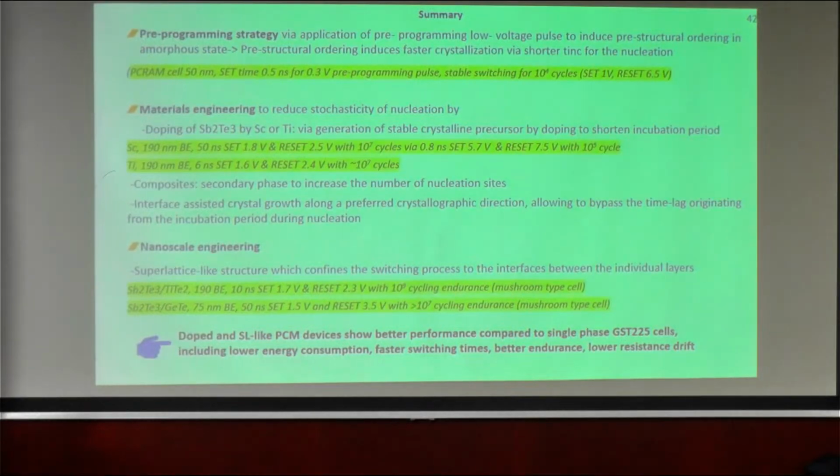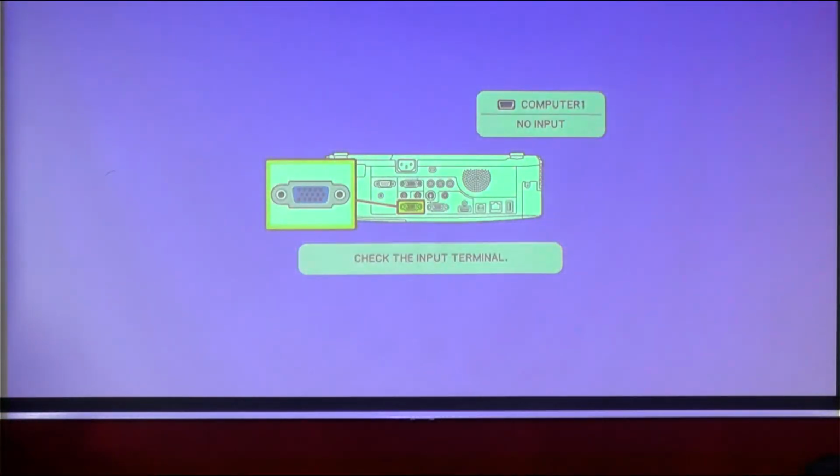So overall, DOP and superlattice-like PCM devices show better performance compared to single-phase GST cells, including low power consumption, faster switching times, better endurance, and low resistance drift. So that's all what I want to say on the crystallization kinetics of phase change materials. Now we will move to the topic of the lecture today.